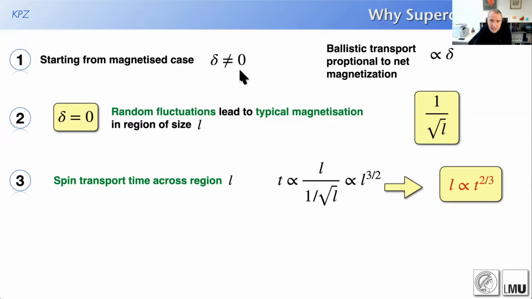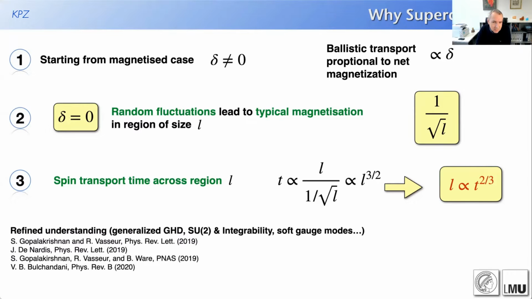So one way to understand why you get superdiffusion here is to start from the magnetized case. And remember that in the magnetized case, we had ballistic transport with velocity scaling proportional to delta, the magnetization in the system. Now, of course, we are at this unmagnetized point where we have superdiffusion, but we're in a fluctuating system. So random fluctuations of the spins will lead to typical magnetizations in a region of size L, given by 1/√L, okay? And now we can ask, what is the spin transport time across L? Well, in this kind of magnetized region, that would just be proportional to L divided by this typical magnetization 1/√L, which gives us this L^(3/2) behavior, showing indeed the superdiffusive transport. So just from these very simple arguments, you can understand this superdiffusive scaling in the system.